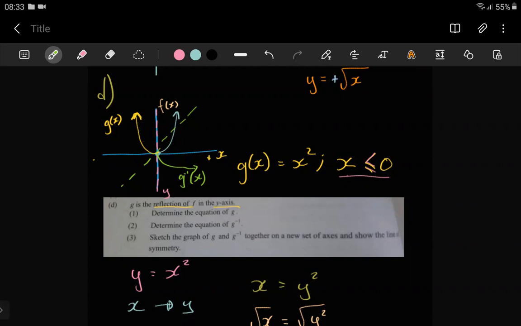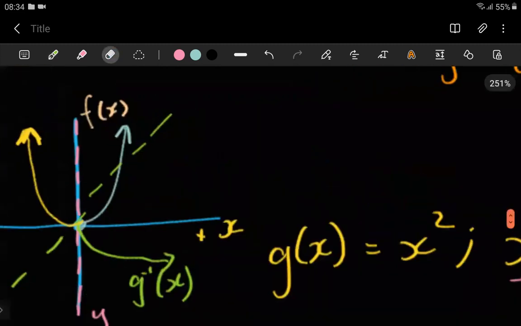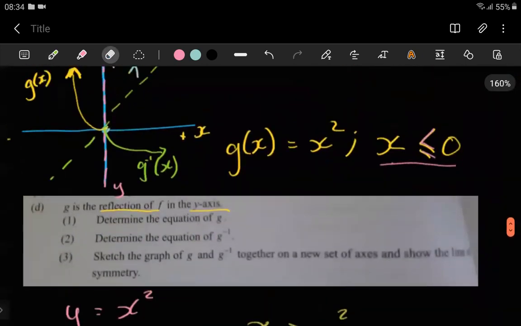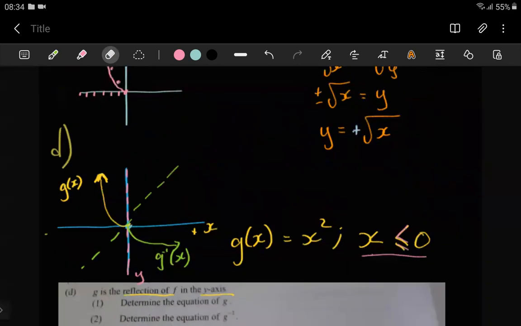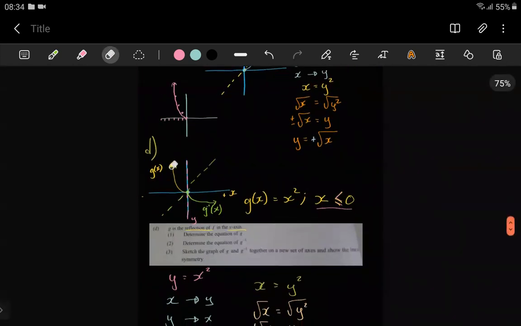So with now sketching the graphs, looks like we just did that already. Sketch the graph of G and its inverse together on a new set of axes and show the line of symmetry. So it's just going to look like this. We don't have to worry about F. F is not in the question right now. This is what it's going to look like. Graph of G looks like that. Its inverse looks like that.